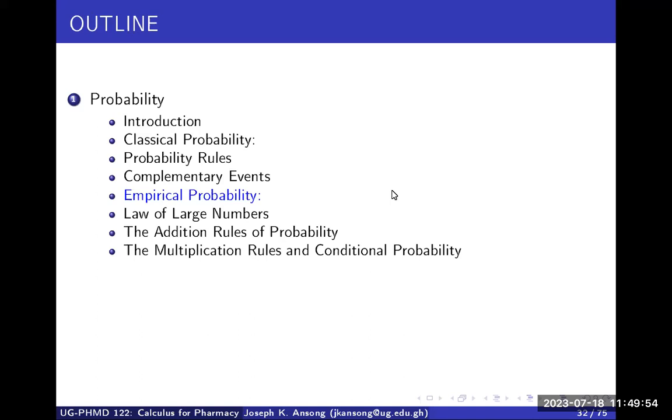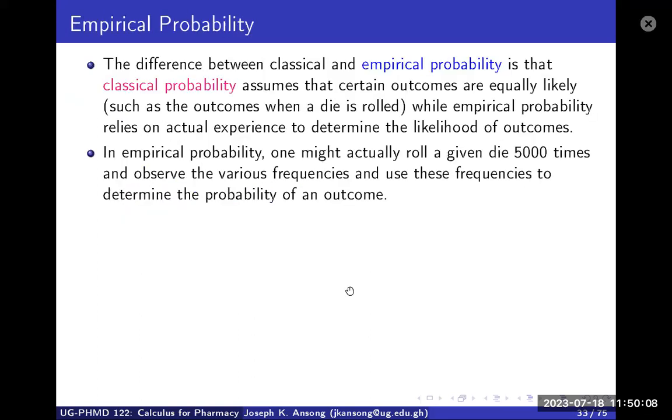Okay, welcome back. We are going to start with empirical probability, and then we'll move on to some rules. The difference between classical probability and empirical probability is that, as I mentioned, classical probability assumes that the outcomes are equally likely in every experiment, while empirical probability relies on actual experience or actual data to determine the likelihood of outcomes.